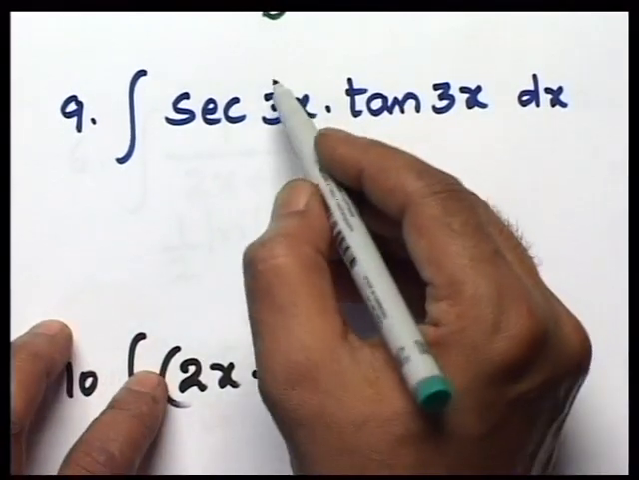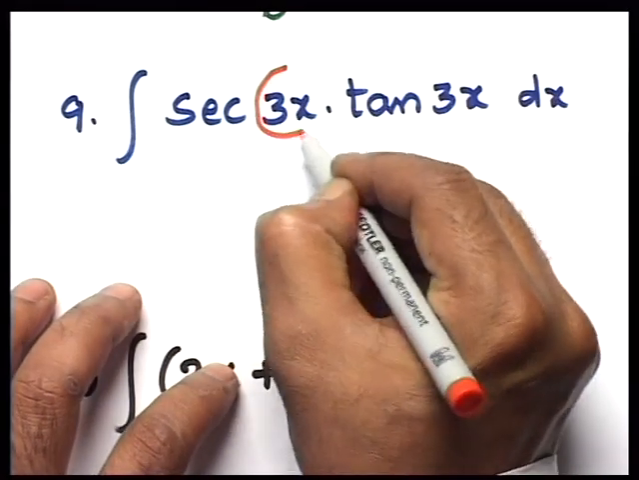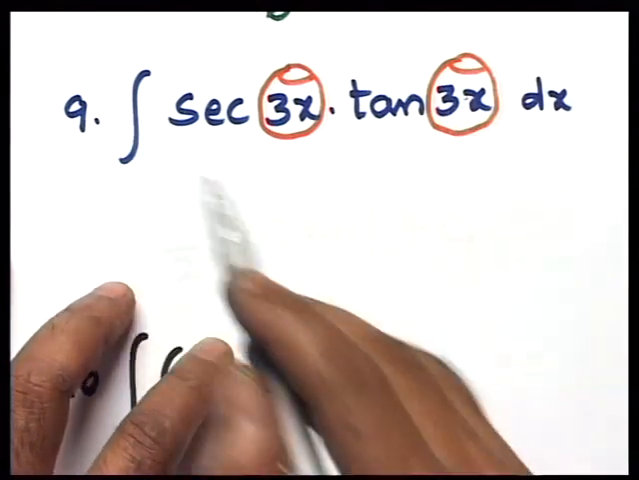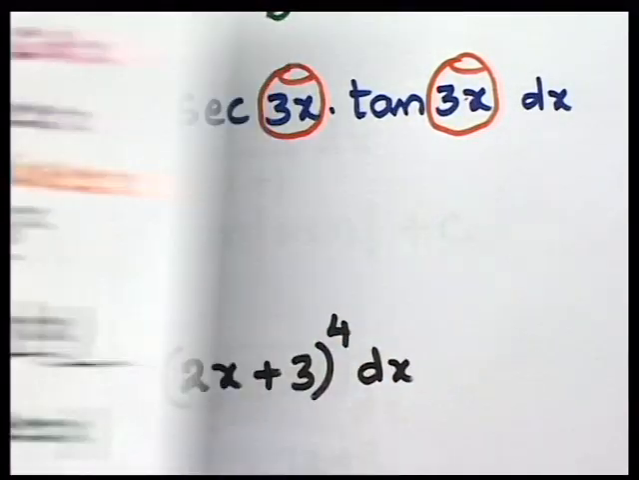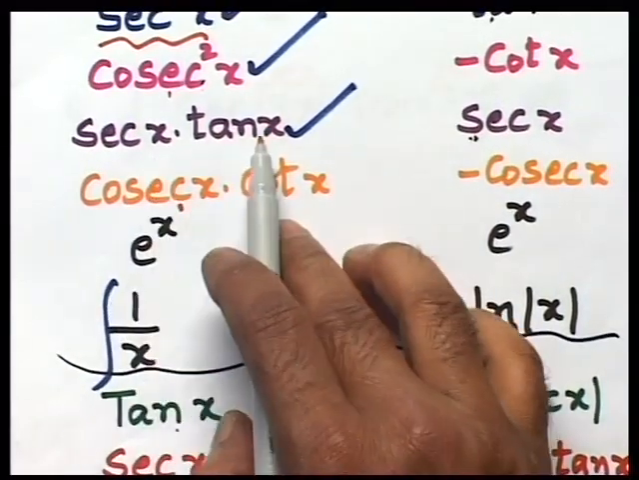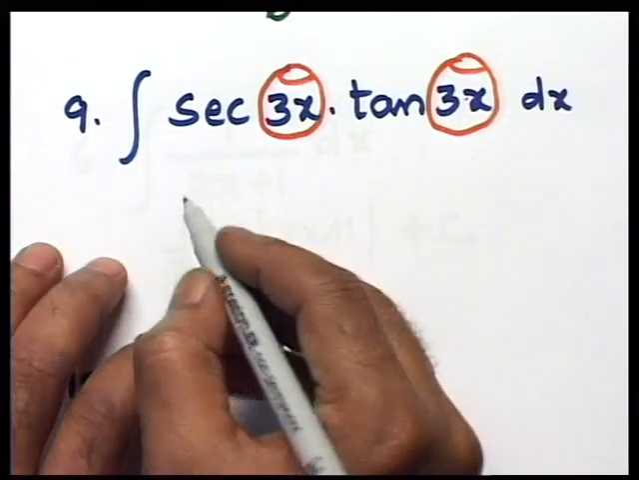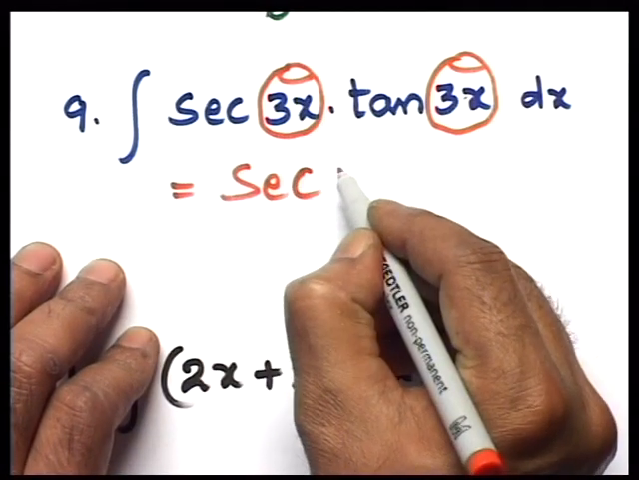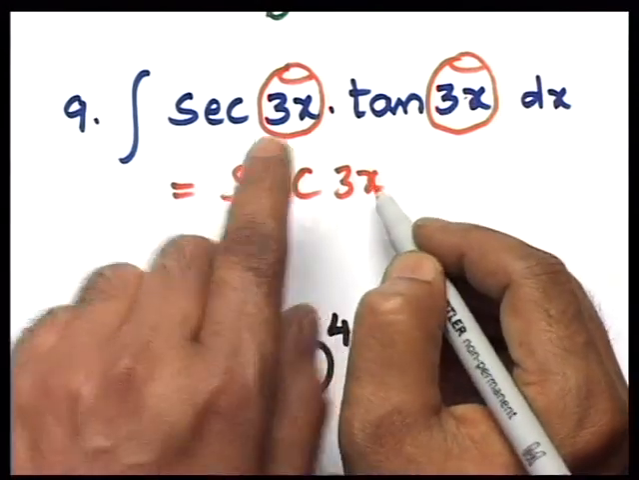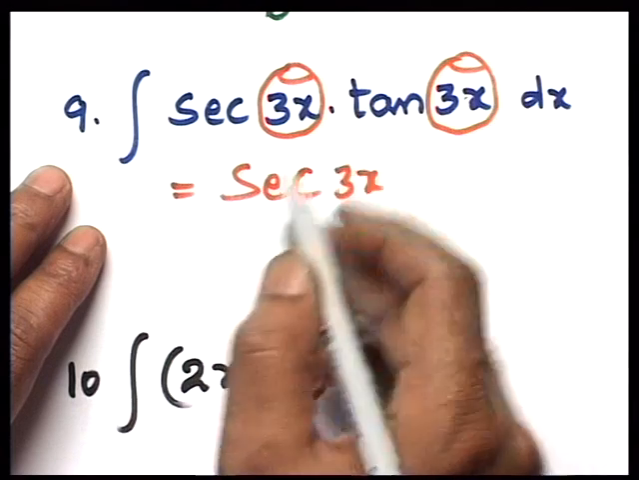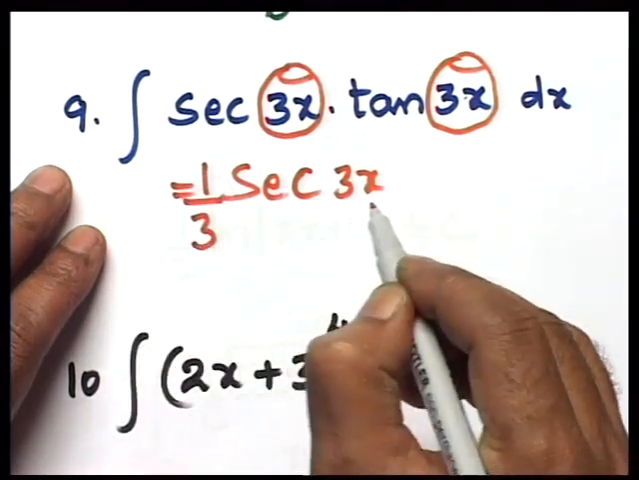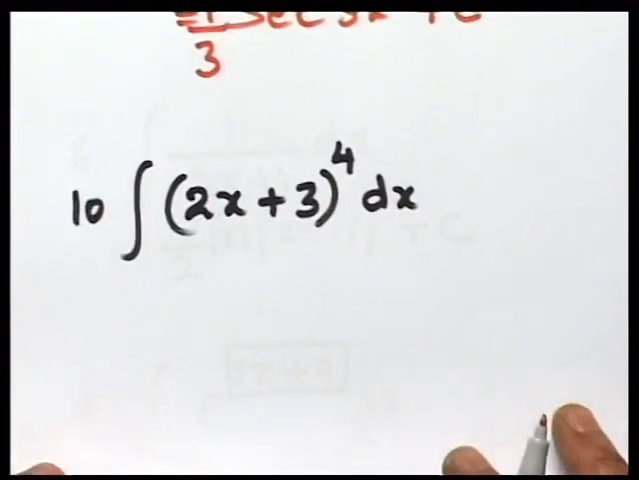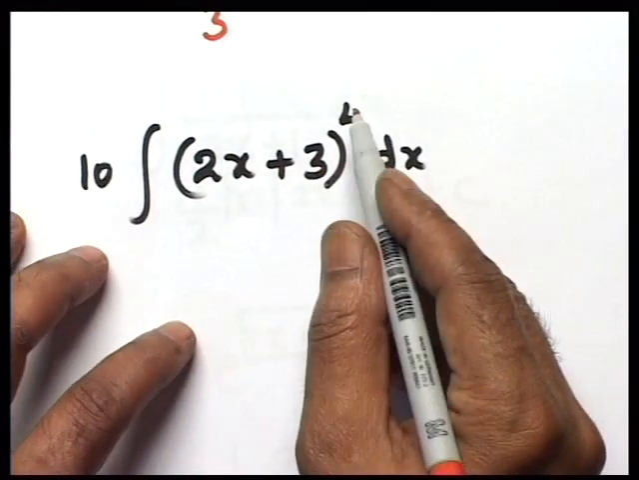Question number 9. Let's see. That's nice. We got a standard function here. Call it theta. Sec theta times tan theta, integration is sec x. Always keep those rules in front of you, please. Sec x tan x integrates to sec x. That's all. So we write sec theta, the big theta, which is 3x, sec 3x. We differentiate theta, we get a 3, we divide by 3. Very, very important. Plus c. Done.